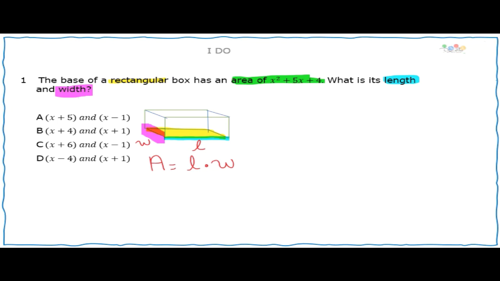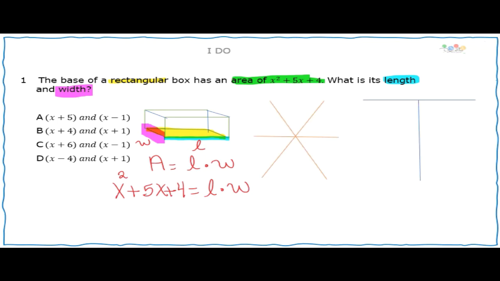So it seems to me that we still need to do a product, right? I know the area for my box, and I'm gonna replace it. The area is x squared plus 5x plus 4. But I do not know the length and the width. So we need to go back and remember that when we factor, it allows me to find two factors. We're gonna do the same method that we have been doing for factoring. So let me give you a little bit of time to draw the x and the table.